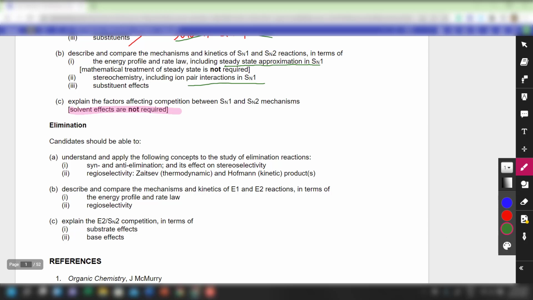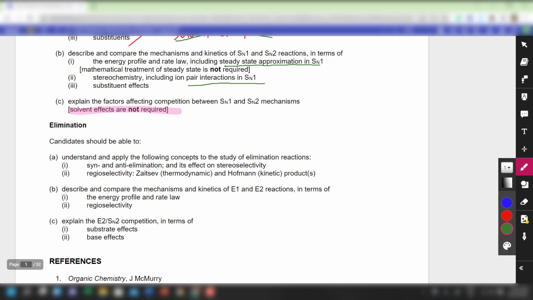There is also another very important mechanism which wasn't quite mentioned in the learning objectives, but they often test it. That is known as addition elimination, or what we commonly call nucleophilic acyl substitution. So we will cover that in the remaining portion of the notes from pages 42 onwards. So just stay focused on that.